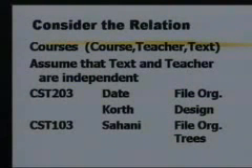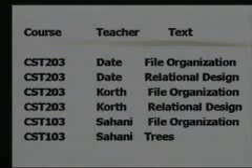CST 103, we have Sahani, who is teaching this particular course, and he is also teaching file organization and trees. This kind of overlap in text is possible among different courses. That kind of a thing does exist in a real life situation. Now, how would I like to represent this information in tabular form? Well, I have to represent this information as shown in the diagram.